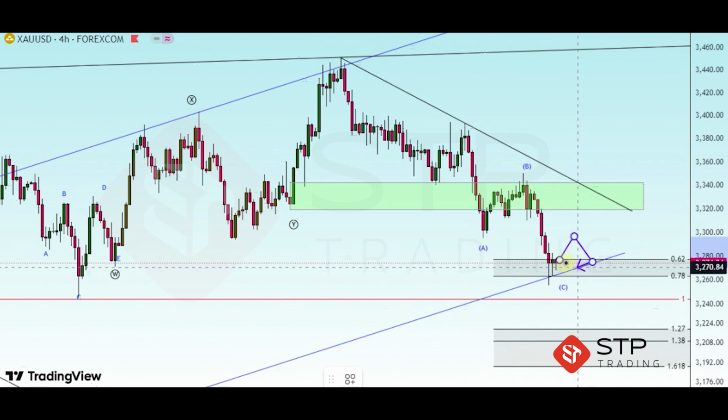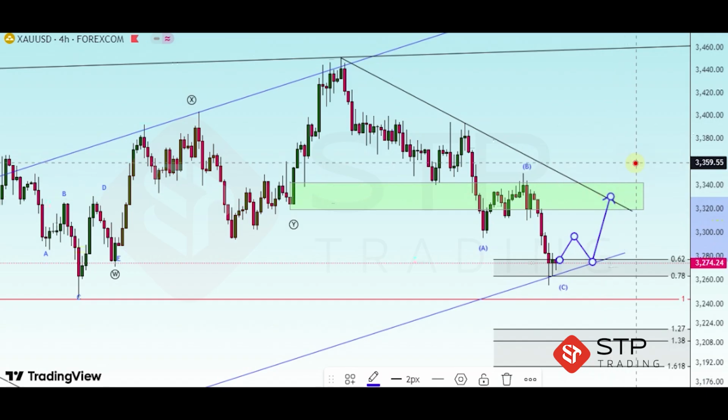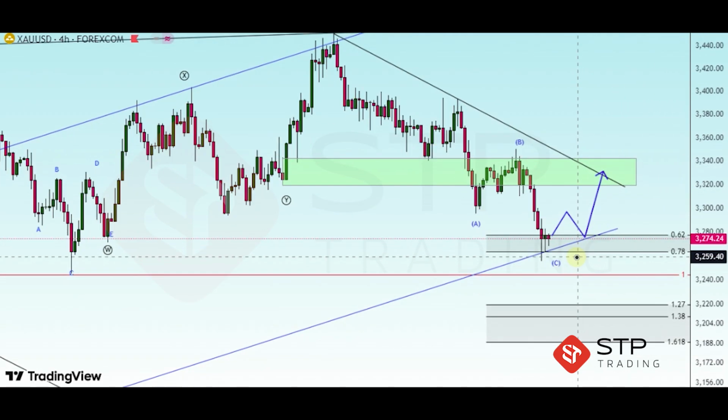In the first scenario, we expect to see some sideways movement and price correction in this area. After that, the price could continue its upward trend toward the green resistance zone and the resistance trend line. With a break and consolidation above this area, the upward trend could continue on this chart.